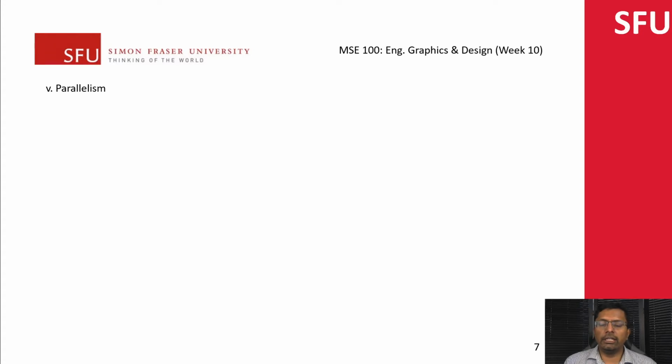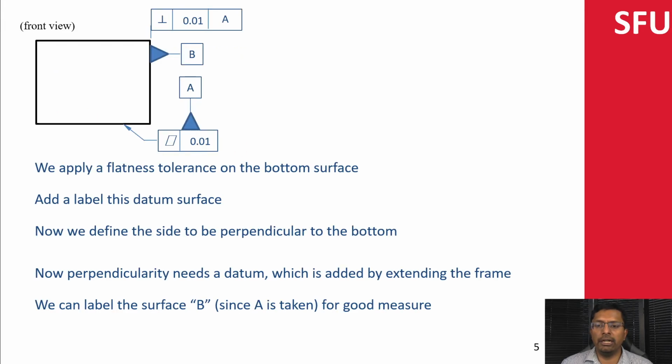The next concept we are going to be looking at is known as parallelism. The symbol is the parallel symbol. Essentially we again have parallel within 0.01 with respect to the reference A. If you imagine the previous example that we just completed, I can say the top surface needs to be parallel to the bottom surface. That's what we can do in this case.